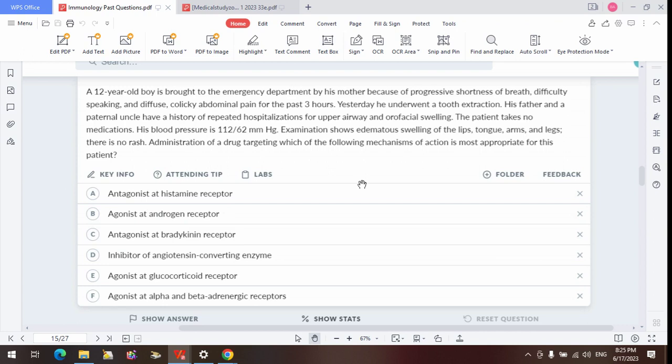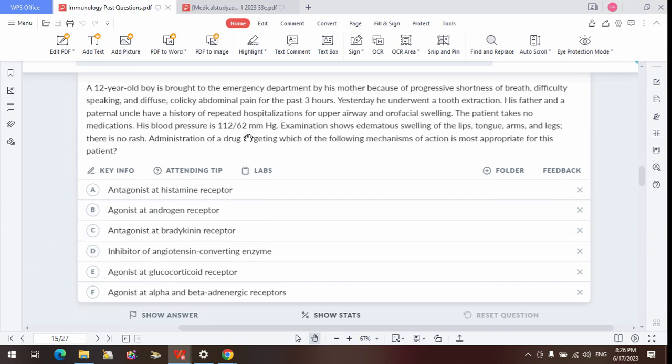Okay, tooth extraction. So this patient most likely is looking like angioedema. This is the swelling. And then the family history, so it should be hereditary. That's the hereditary angioedema for you. You can see that angioedema is not related to maybe a bee sting or any use of medication. There's no rash. So this is pure angioedema.